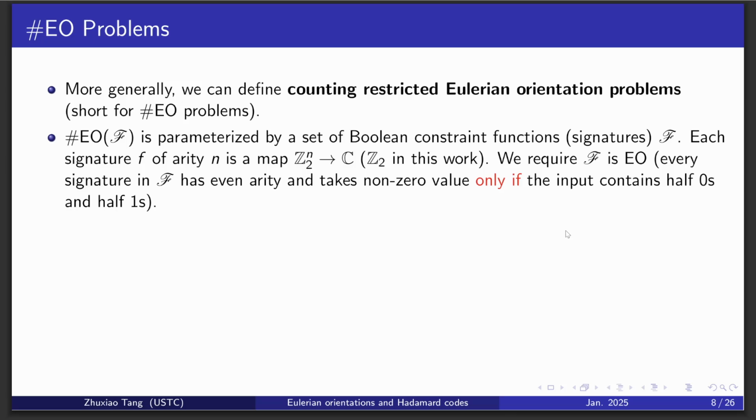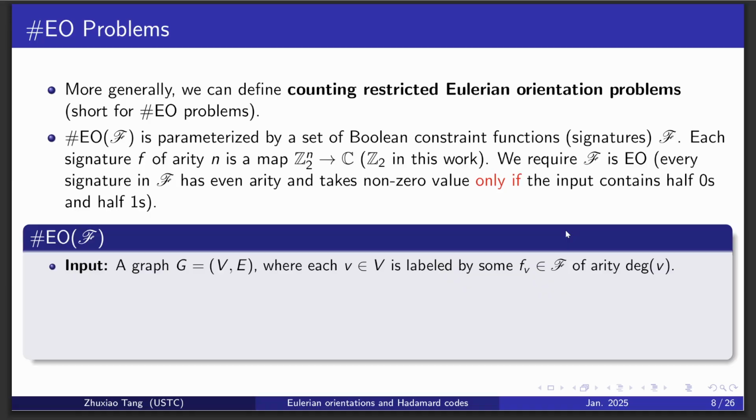That means every signature in F must have even arity, and take a non-zero value, or take value 1 only if the input contains half zeros and half ones. This corresponds to the requirement that in an Eulerian orientation, the number of incoming edges is equal to the number of outgoing edges at every vertex.